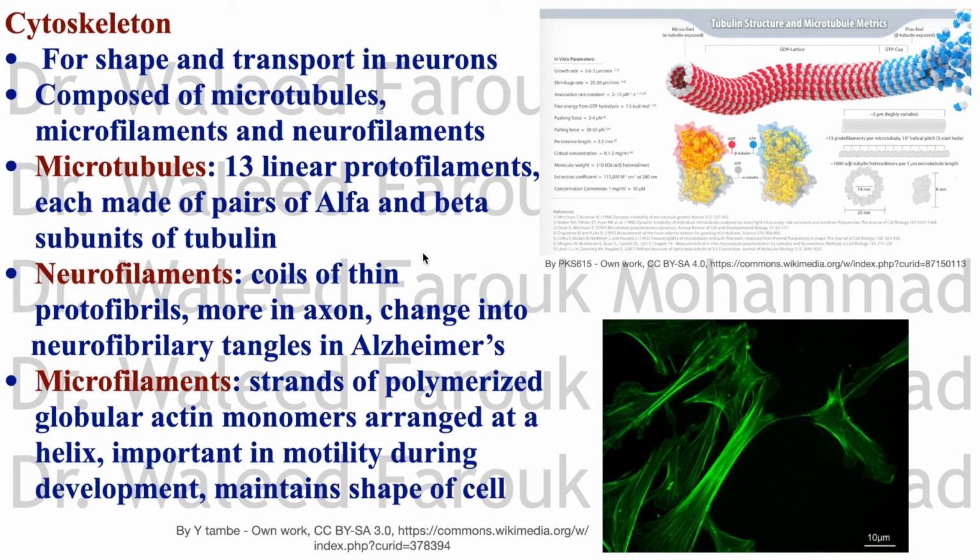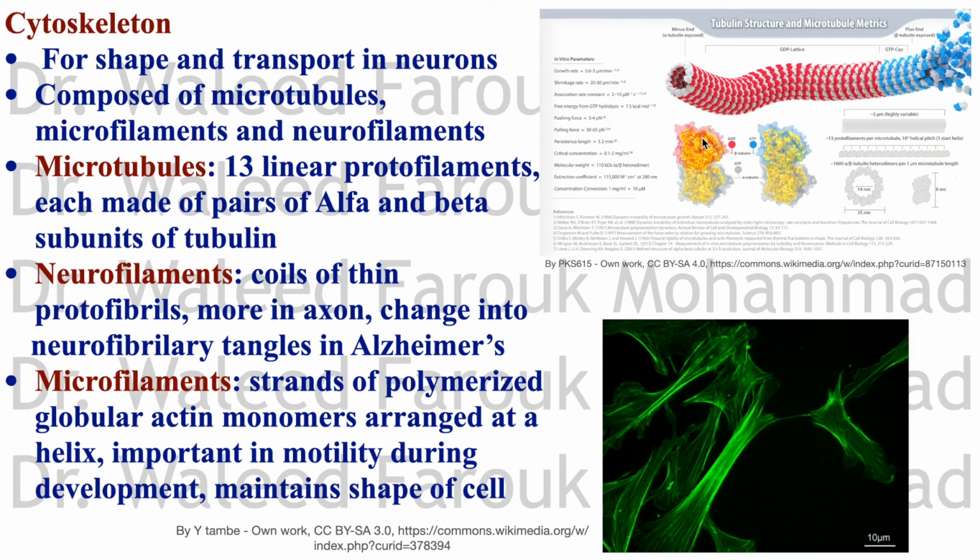The cytoskeleton is made up mainly of microtubules, neurofilaments, and microfilaments. The cytoskeleton is responsible for the shape and transport in neurons, and this is important, transport in the neurons. It forms like railroads, for protein carriers to move structures on top of it. It is composed of microtubules, microfilaments, and neurofilaments, as I said.